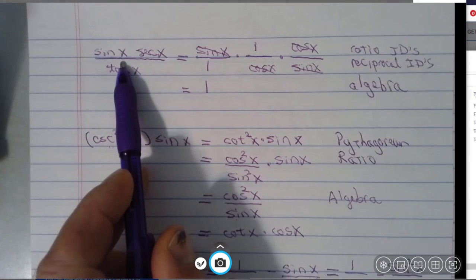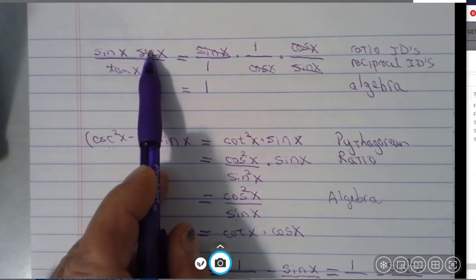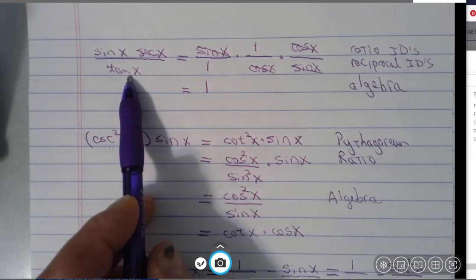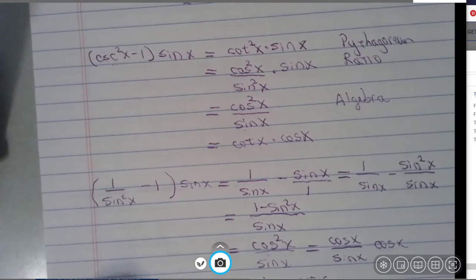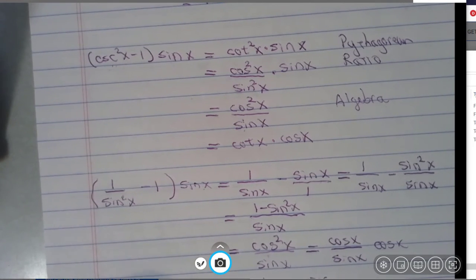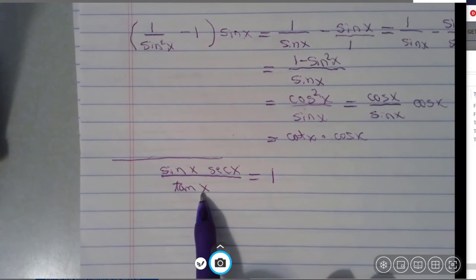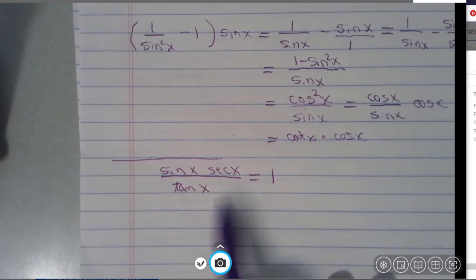Let's go back to this very first problem that we worked here. And the original problem was this. Take the fraction sine of x, secant of x over tangent of x, and simplify it. So we got it simplified down to 1. So let's just write this down here. And I'm going to tell you a technique that I started to use a long time ago. I'm sure I'm not the only one to have thought of this, but I didn't find it in a book either. So I have this fraction here, and I think that it's equal to 1.